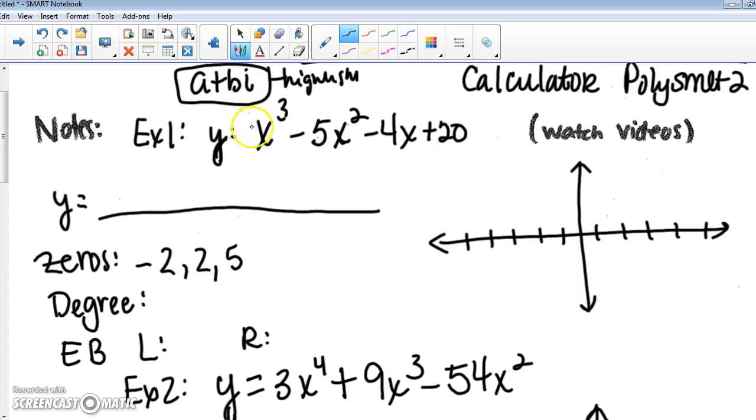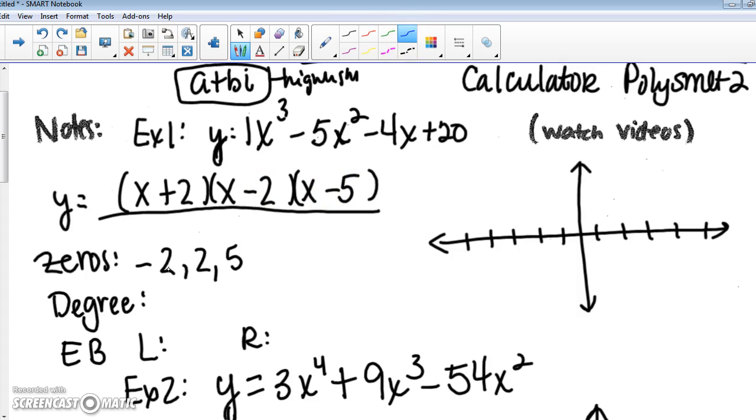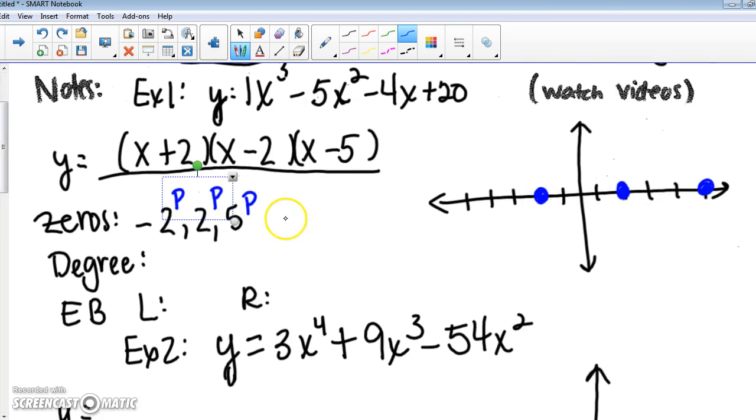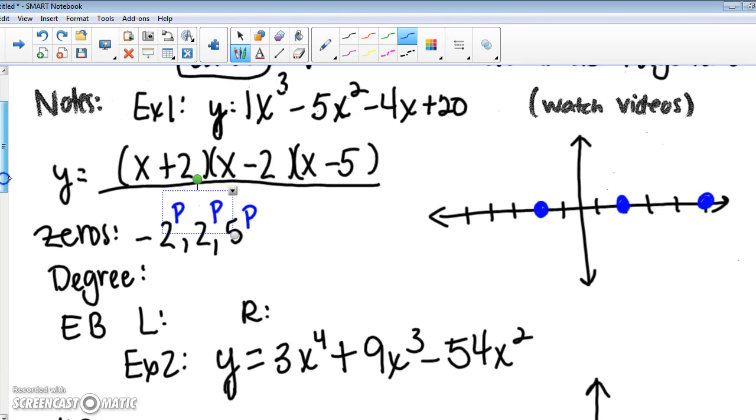Well, there's a 1 in front here, so we don't have to really worry about that. So we're going to write 3 parentheses for 3 zeros. And we have already learned how to put those back in. So this will be x+2, x-2, and x-5. Now, since each of them happened once, they'll each be a pass-through. Remember that. So we'll graph those over here, -2, +2, and 5. And then we're going to have 3 passes. So we know that. And the rest is just the review from Friday.